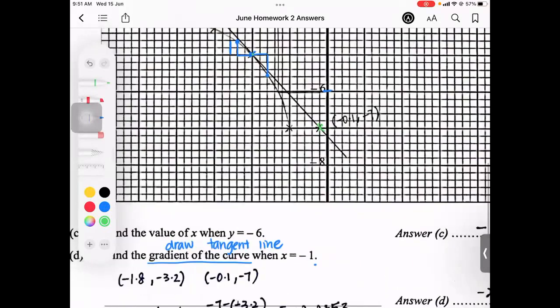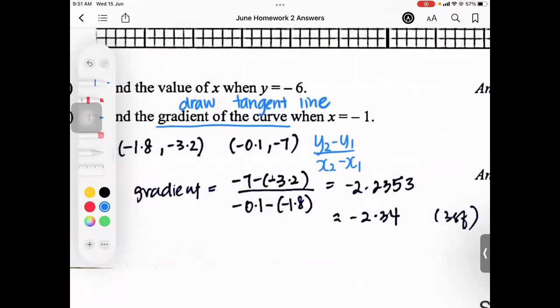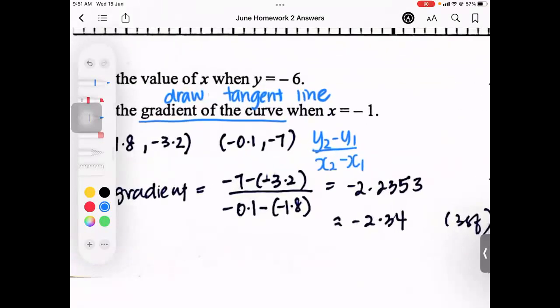Then as usual, gradient is y2 minus y1, please do it correctly, over x2 minus x1. This one is a giveaway, so you really must know how to do it. Okay, then I said yesterday, for this kind of question, do not put the gradient as a fraction because they want the accuracy, they want to see the decimal places as well. So please give your answer in 3 significant figures.